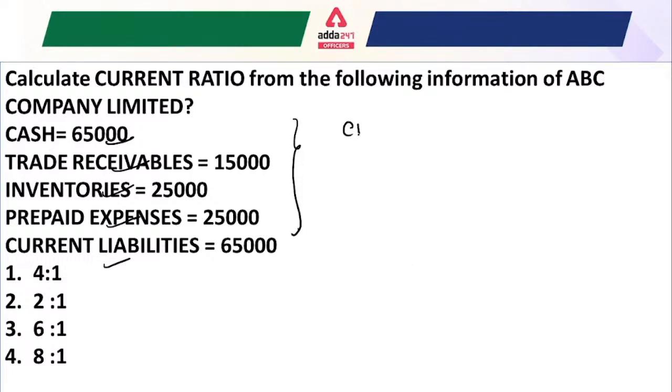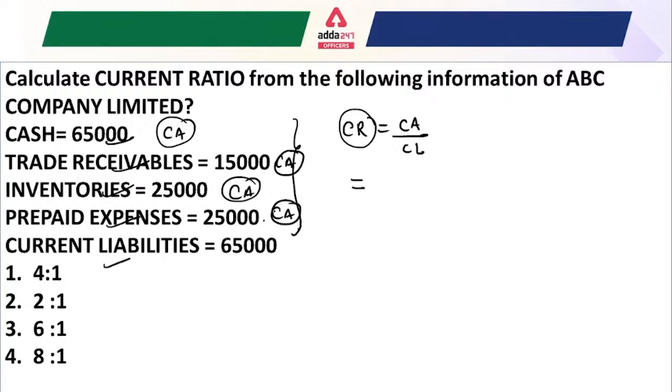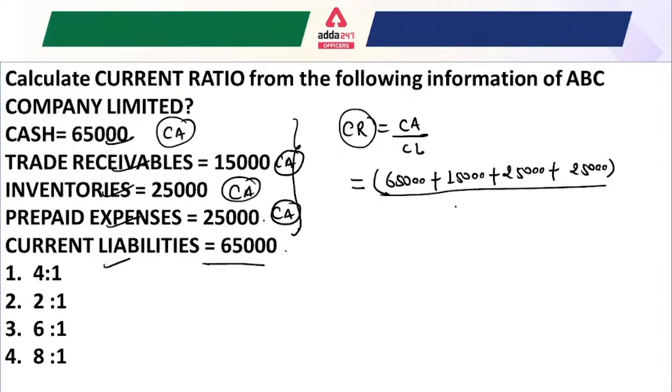So, the current ratio is equal to current assets divided by current liabilities. Cash is your current asset, trade receivables are your current asset, inventories are your current asset but not a quick asset, prepaid expenses are your current asset but not a quick asset, while current liabilities are given. So for this question, current assets will be equal to 65,000 plus trade receivables, which is 15,000, plus inventories, which is 25,000, plus prepaid expenses, which is 25,000, and just add this and you will get the answer.